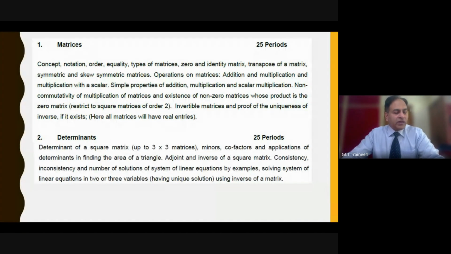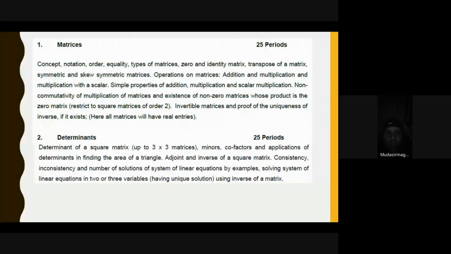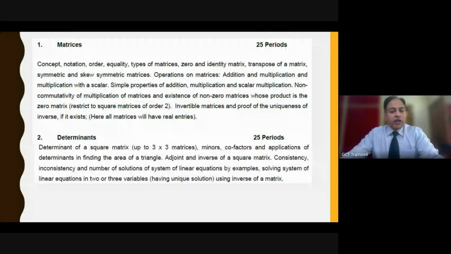Simple solving for x, y, z type of problems when it's a unique solution. Cramer's rule is not in the syllabus. The basic idea is that the board paper setter will clearly mention in the paper that using the matrix method. So it is a named method. So you need to use the cofactor and adjoint.